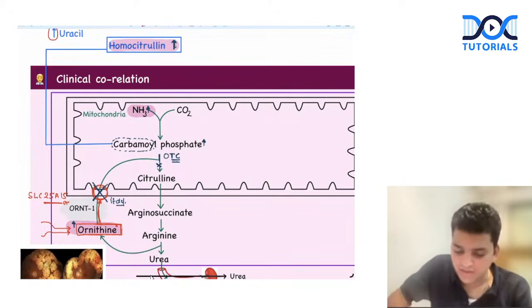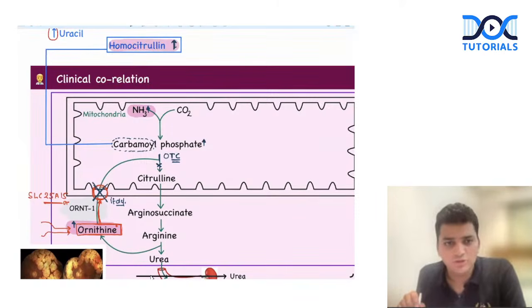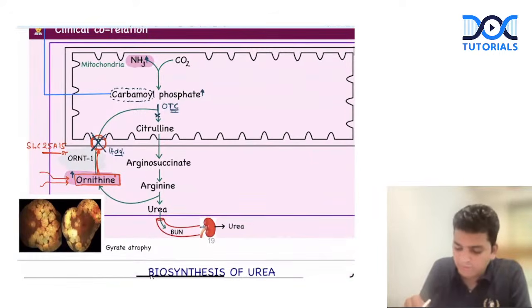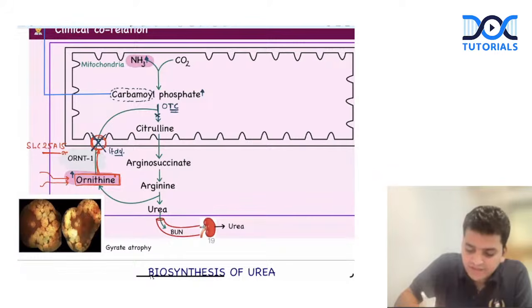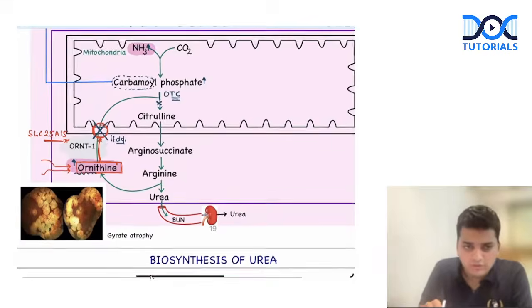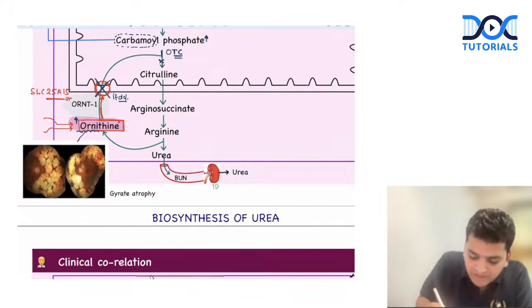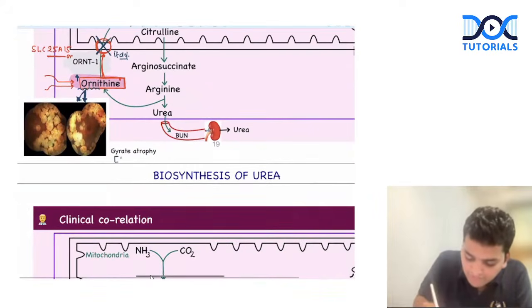And because these three things are increasing, there is hyperammonemia, there is hyperornithinemia, there is homocitrullinemia. This is also called triple H syndrome. And the problem is this ornithine, if it is increased significantly, it is bad for the eyes. This ornithine, because it is increased, is going to damage the eyes. It is going to damage the retina. And on the retina, you can see white patches. That is called gyrate atrophy. This ornithine is bad for the eyes. That will lead to retinal damage.